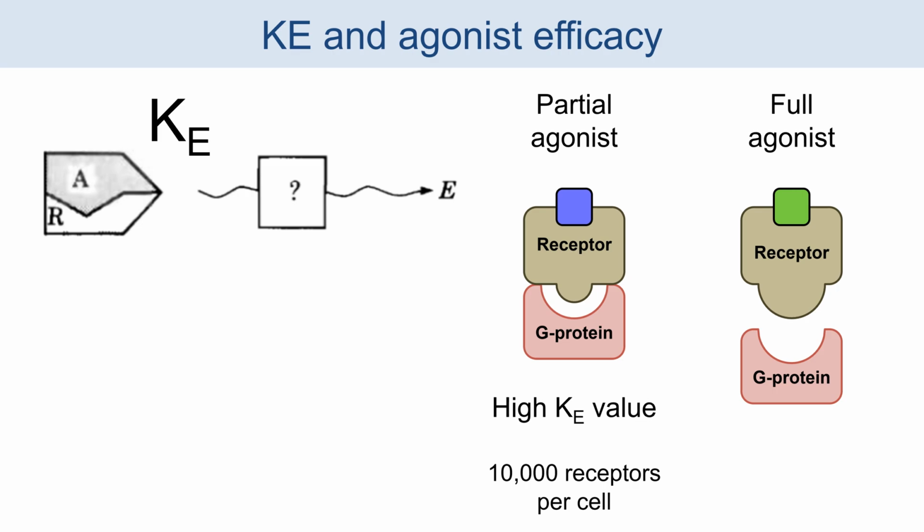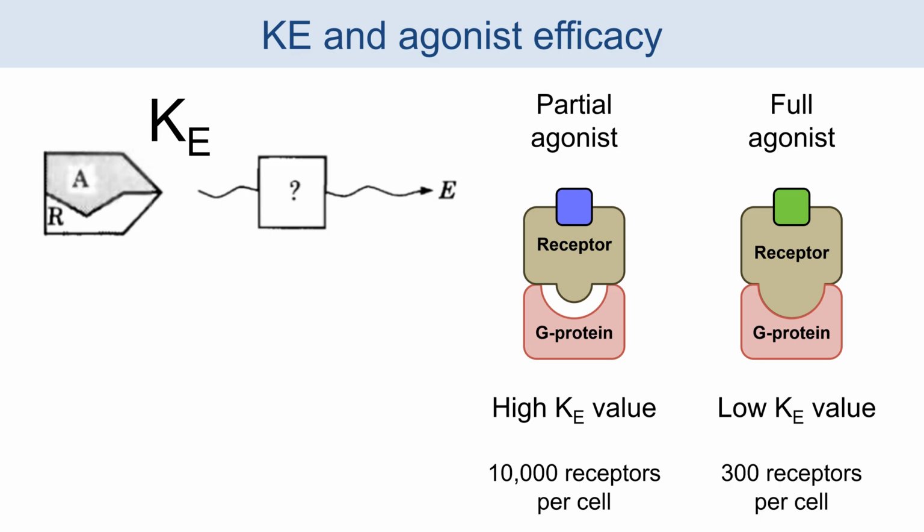At the other end of the spectrum, we have an agonist that strongly stimulates signaling. This compound produces a receptor conformation that strongly interacts with G-protein, as we see here. Consequently, we will need a lot less agonist-receptor complex to generate the signal, because this receptor conformation strongly interacts with the signal transduction system. This means we will have a low Ke value, for example 300 receptors per cell. This means we need 300 receptors per cell to generate half the system maximum response.